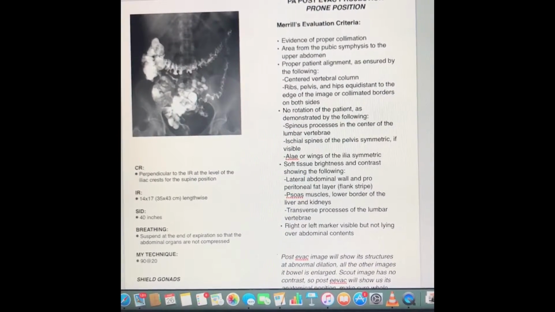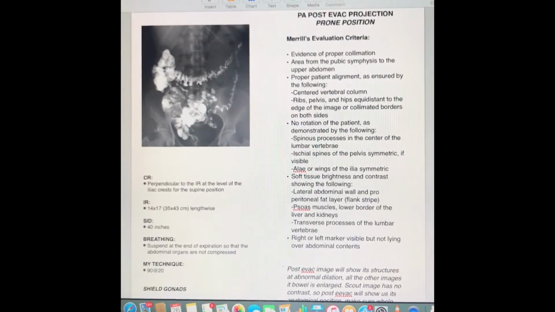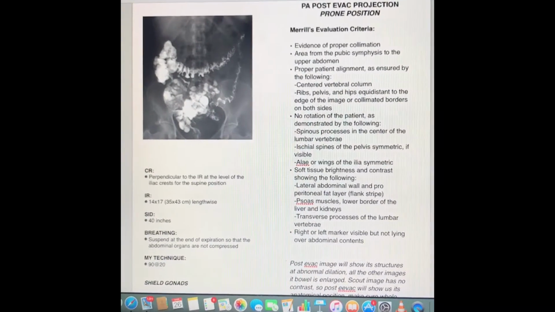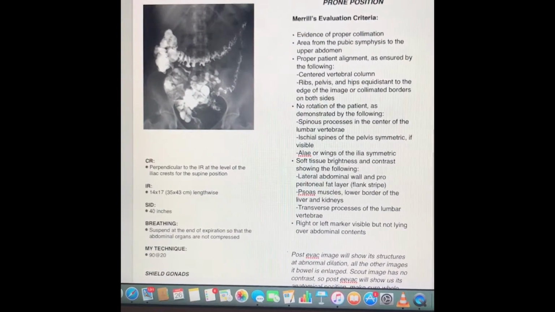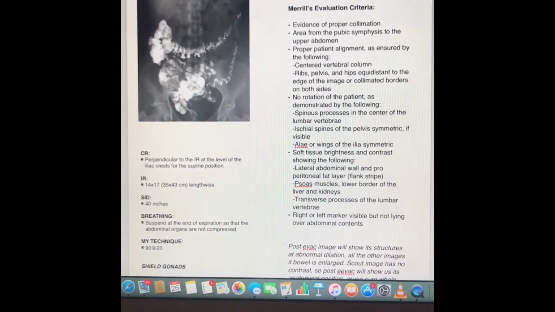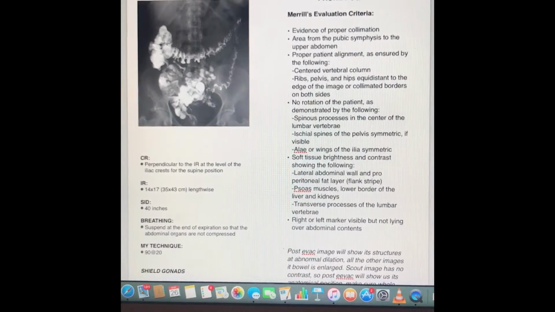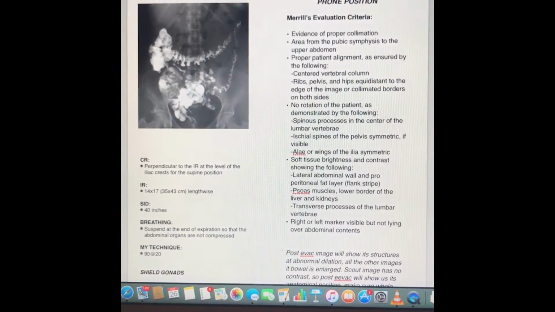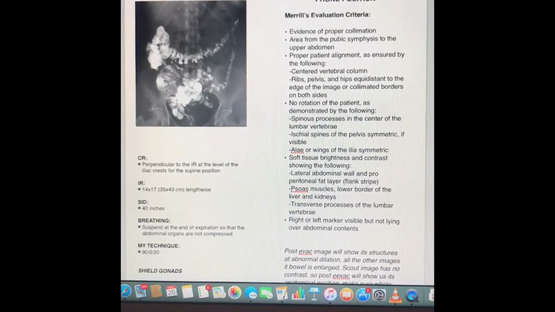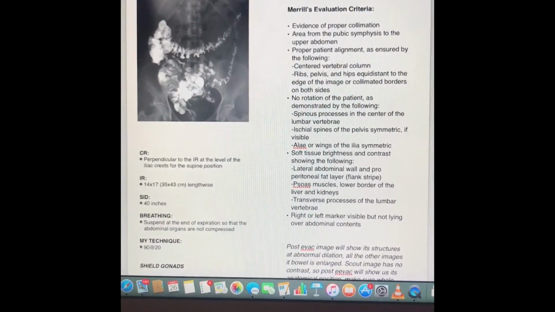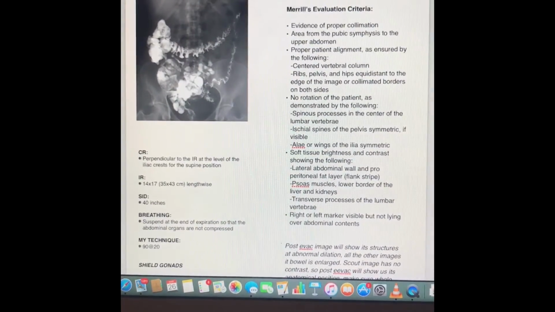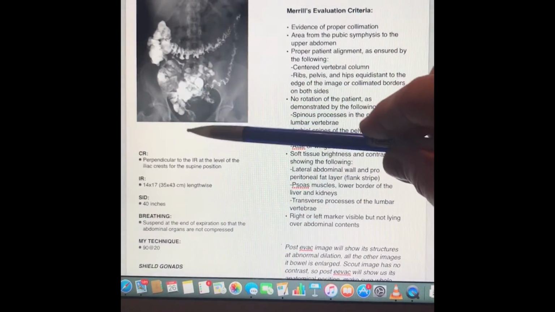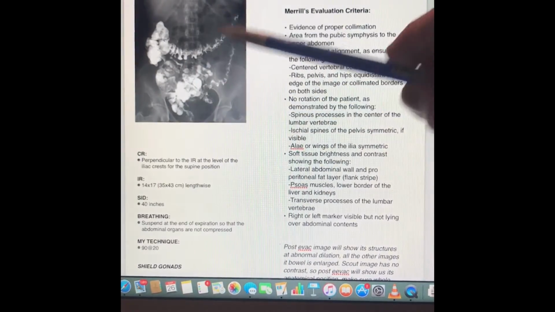When the patient was in prone position, for this image, I used Merrill's evaluation criteria for the KUB as well. Same thing as what I used for the AP scout. We would want to position them the same. We want to have evidence of proper collimation, area from pubic symphysis to the upper abdomen. We don't really have pubic symphysis here, but we see everything we need.